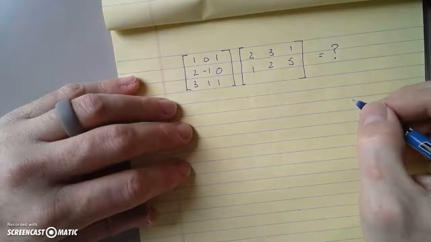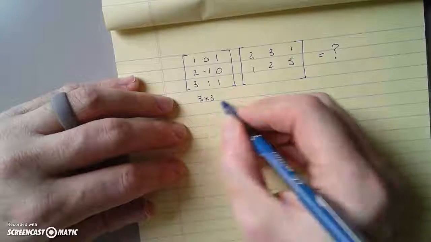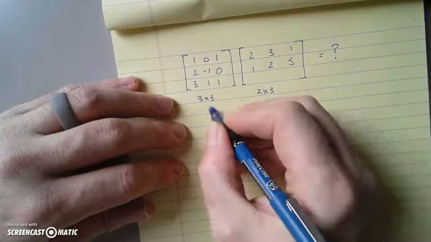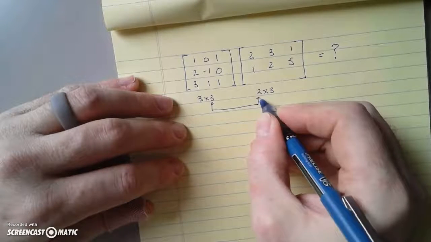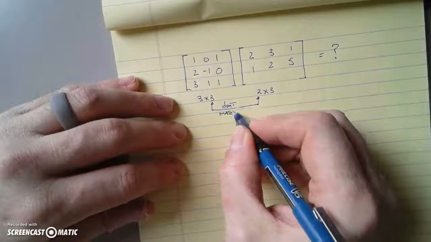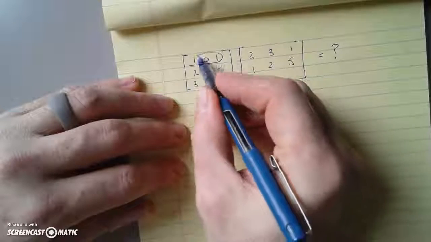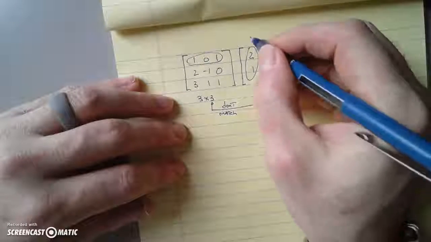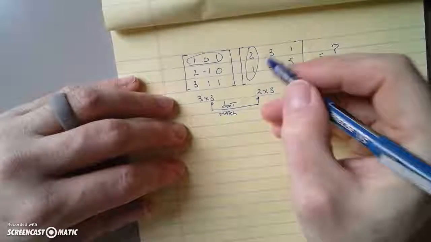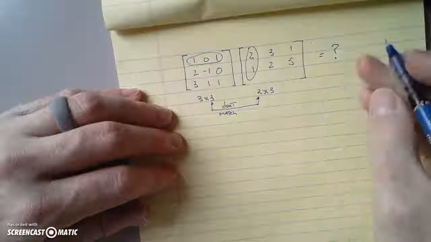You can't do this one. This isn't even defined, right? This is a 3 by 3. This is a 2 by 3. These don't match. But again, you don't have to remember that. If you try to multiply this row by this column, how would you do that? There are only 2 numbers here. You can't. It just doesn't make any sense.